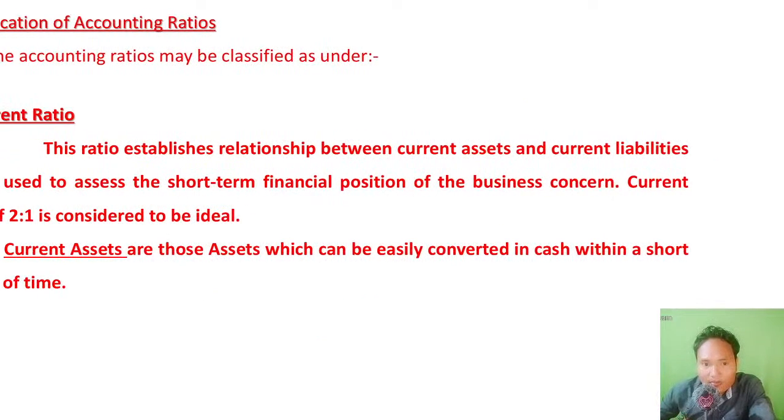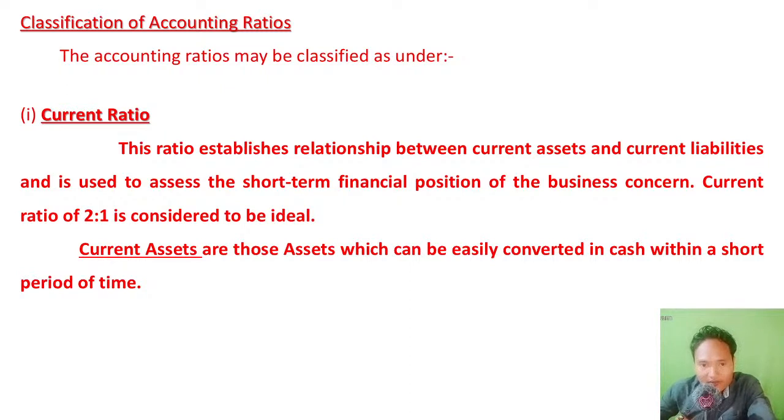Now let us go to the various classifications of accounting ratio. The first classification is current ratio. Now what is the definition of current ratio? This ratio establishes the relationship between current assets and current liabilities and is used to assess the short-term financial position of the business concern. The current ratio of 2 is to 1 is considered to be ideal. It means the ideal current ratio is always 2 is to 1.